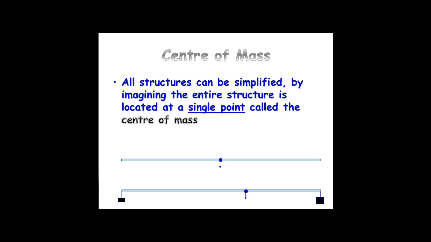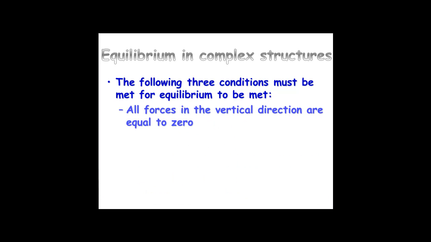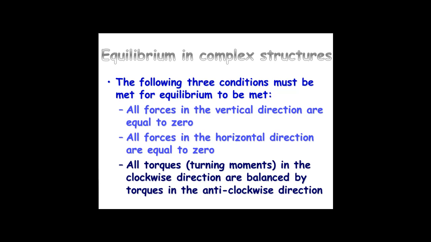Now, if we're talking a more complex structure, then it's more than just a matter of the net force up balancing the net force down. So in a complex structure, we've got three conditions that we need to meet. Firstly, all the vertical forces must add to 0. Same for horizontal. We're in two dimensions, so we've got vertical forces up, vertical forces down, and all of the torques. Now this is a new concept. It's what we could also call a turning moment. Basically the forces that would cause it to turn in a clockwise direction would be balanced by any that would cause it to turn in an anti-clockwise direction.